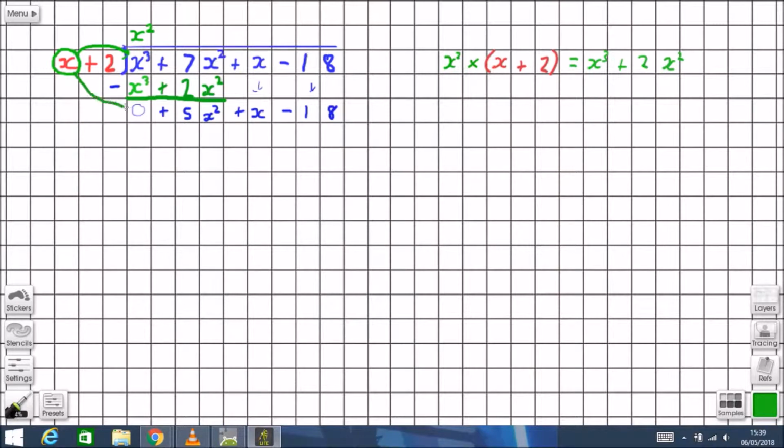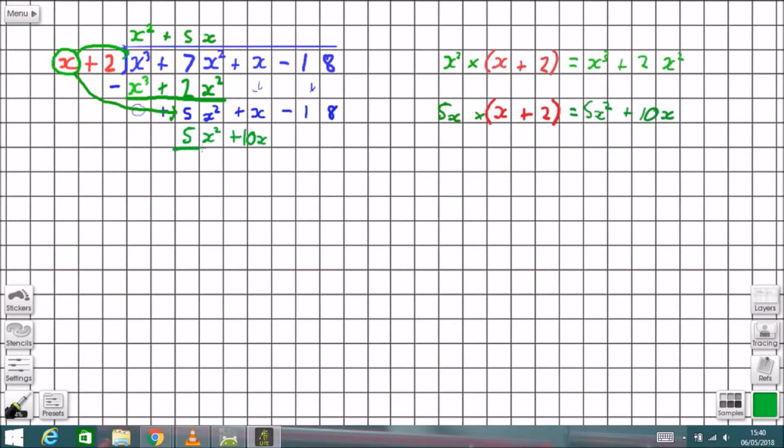We're just going to repeat the process and say how many times do I have to multiply x to get 5x squared? Well, the answer is simply going to be 5x, which we then multiply by the red term again, 5x times x plus 2. That's what happens when we divide by 5x. We'll get 5x squared plus 10x. And once again, we'll remove this from the blue polynomial to find our new remainder. And we'll keep repeating this process until we get to the end.